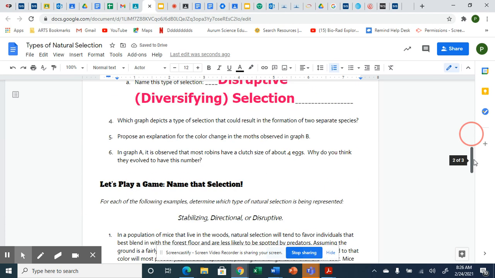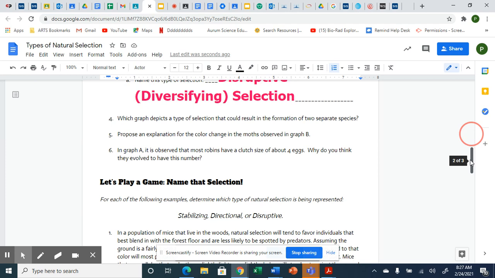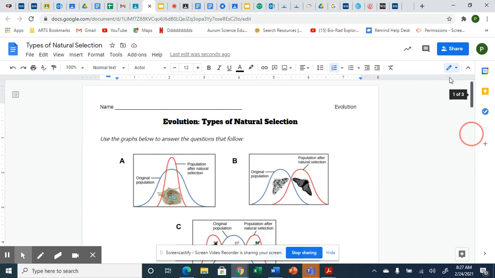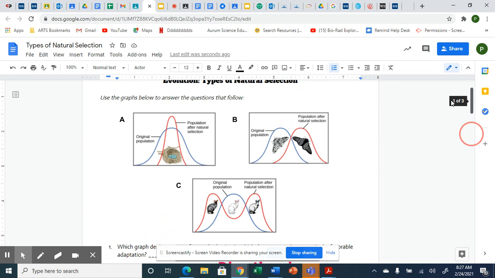Okay, which graph depicts a type of selection that could result in the formation of two separate species? Two different species. What do you think, Miracle? A, B, or C? Which of these might have two new species?